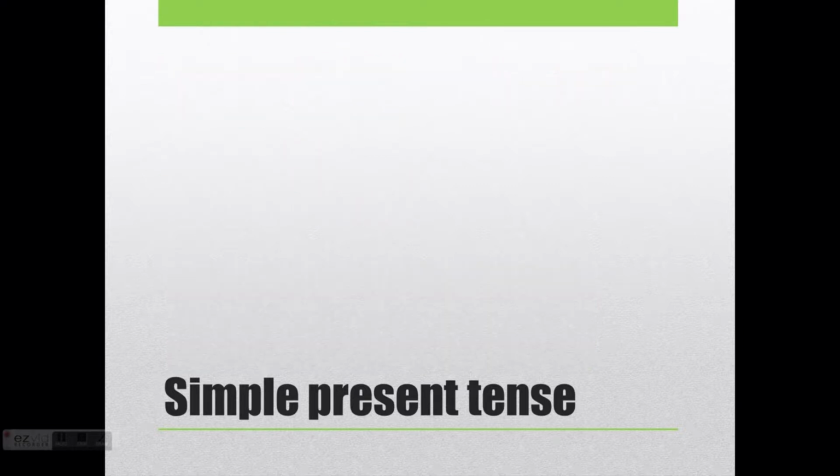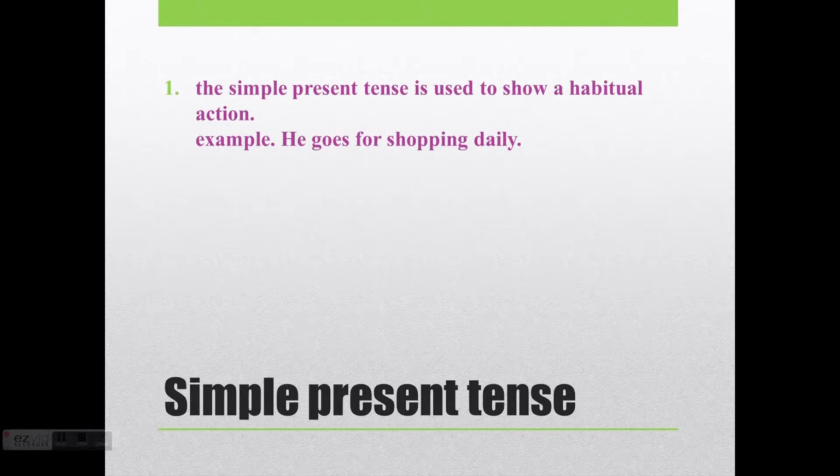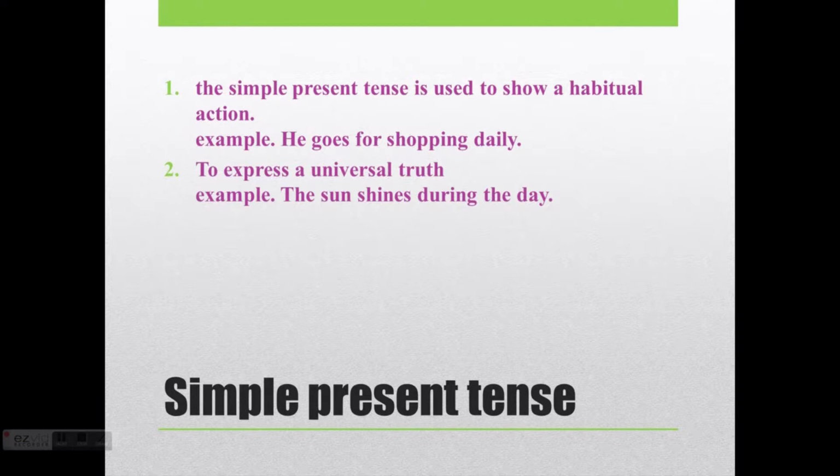Let us see some situations in which simple present tense is used. The simple present tense is used to show a habitual action. As I said, he goes for shopping daily, speaks truth always. These are habitual actions because it's their regular habit. Now let's go for the next: to express a universal truth. Yes, universal truths are expressed in the form of simple present tense. The sun shines during the day. The earth moves round the sun. See here, the sun is a singular subject, so we added s to the verb.